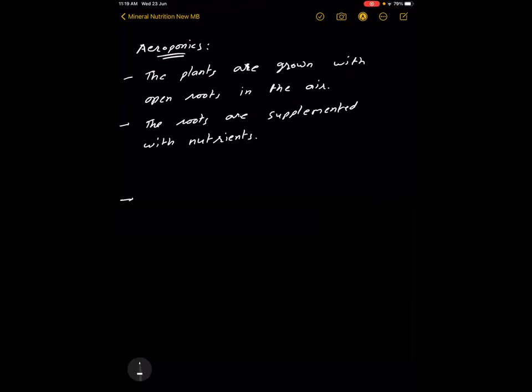I have to correct that sentence. Total minerals are 105. Out of 105, 60 elements are found, and out of 60, 17 elements are essential. So this is the correction.